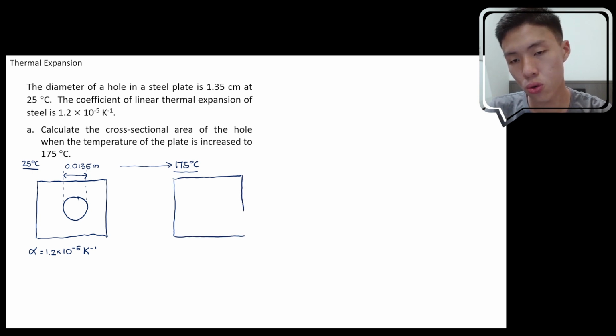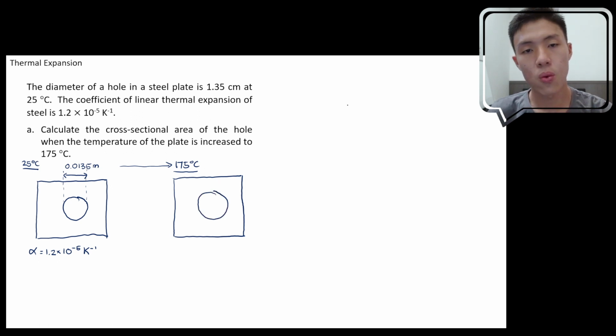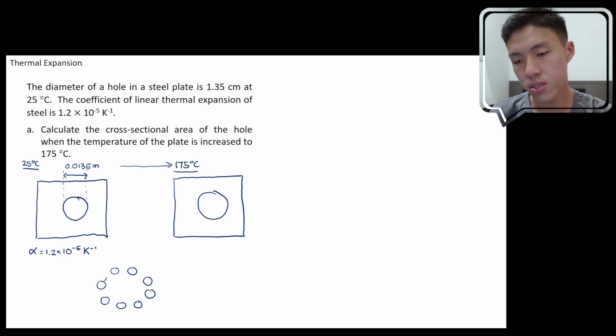So what should happen to the hole? Does the hole get bigger or does the hole get smaller? If you think about it, it should be logical that the hole should be larger now. Why can you think so? You can think of the hole as made of atoms at the boundary. If you have atoms surrounding the border and inside the border there's nothing, then that's the hole, right?